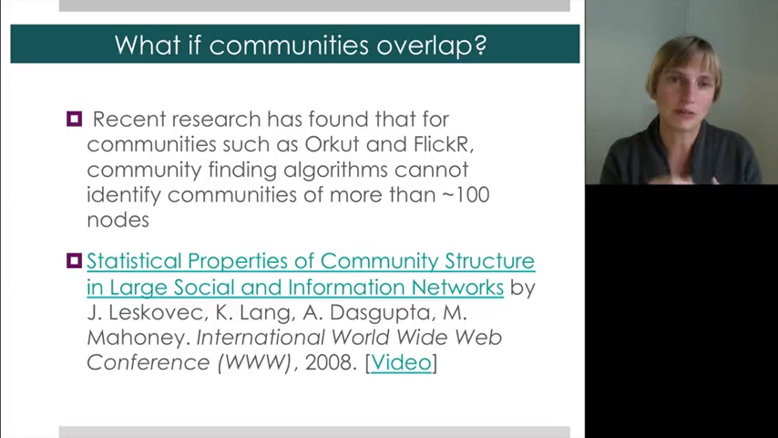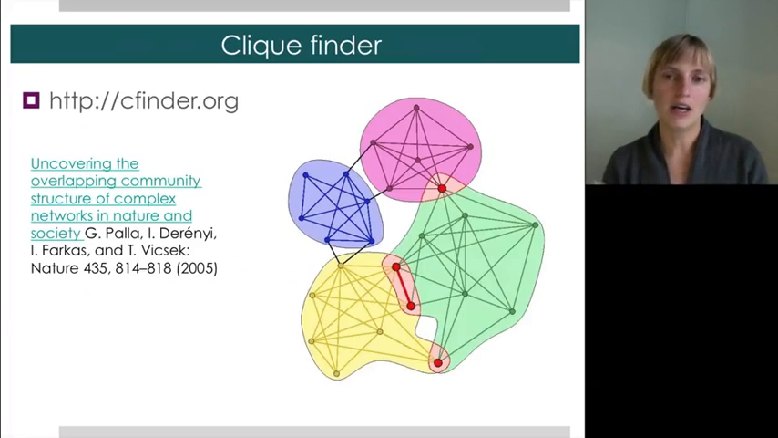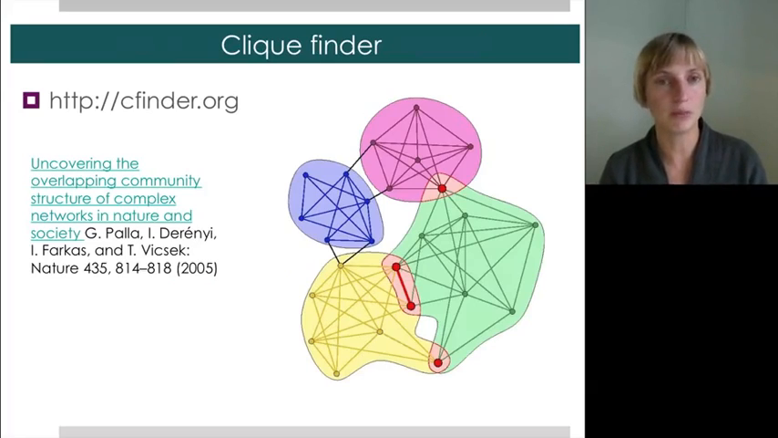So networks such as Flickr, Orkut, the Microsoft Instant Messaging graph, none of these are easily partitionable. And they found that at most, communities of 100 nodes can be separated, and everything else is too overlapped to do it. So what comes to the rescue then are community finding algorithms which allow for overlap, which allow nodes to be members of more than one community.